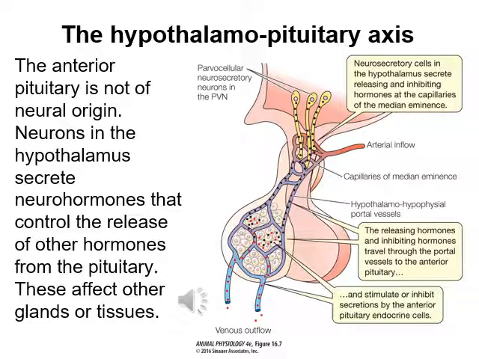The anterior pituitary gland is not of neural origin. It originates embryonically from the upper oral cavity. The anterior pituitary functions quite differently from the posterior pituitary. Neurons in the hypothalamus release a variety of releasing hormones or inhibiting hormones that flow through a specialized blood supply down to the anterior pituitary, acting on cells in the anterior pituitary to release the hormones that they make.